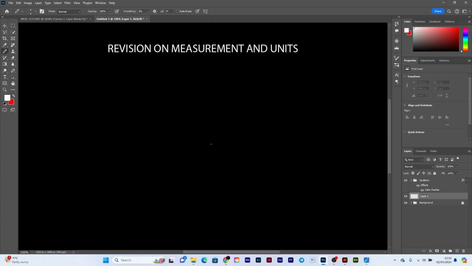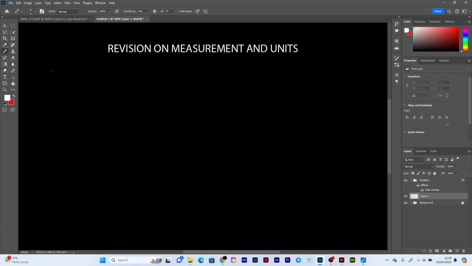Now let's get started. Measurement and unit is an important topic in physics, and the questions on it are usually within number 1 to number 10 in most cases. So what do you need to know about this topic? Number 1, you have to understand the fundamental quantities and the derived quantities.